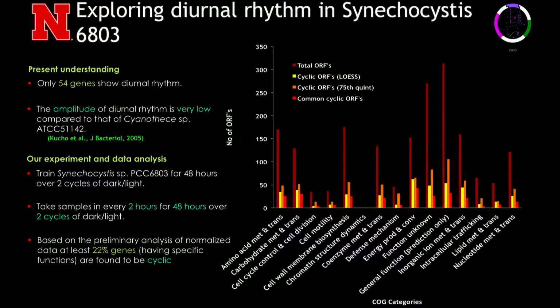All right. So if you remember, I mentioned diurnal rhythm, right? I said that this is a photosynthetic organism. It shows different behavior under light and dark. So that's what we did. We did a microarray experiment in 2 cycles of light dark.